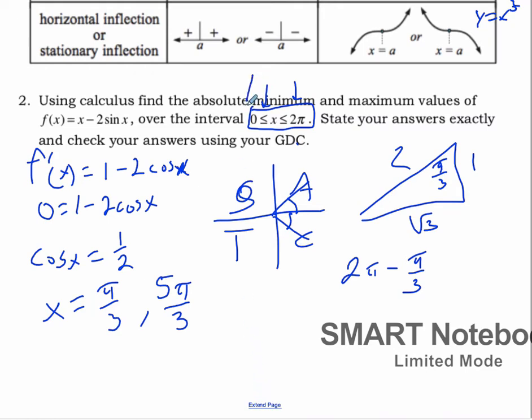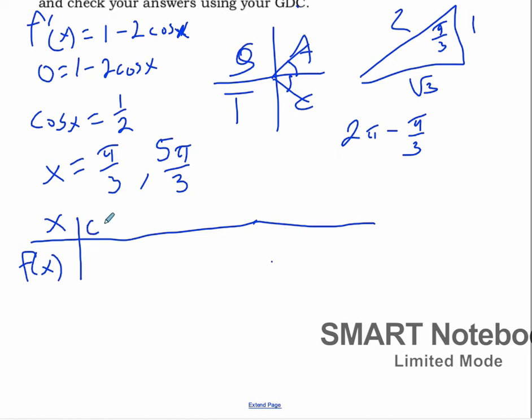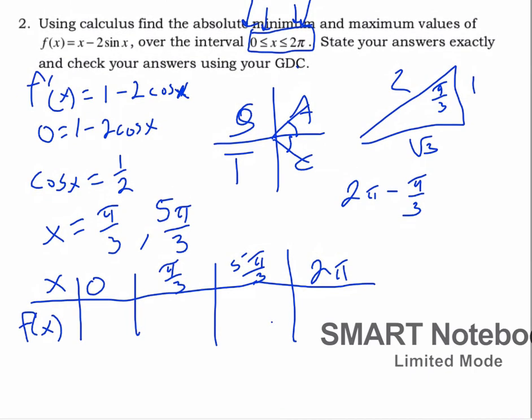Also, you have to check the endpoints, to see if there are maximums or minimums. So we need to check all of those values. We can actually just plug in these values and check them all. Okay, so let's make a diagram of this, x and f of x. So we need to check 0, pi over 3, 5 pi over 3, and 2 pi, and plug those into this function right here.